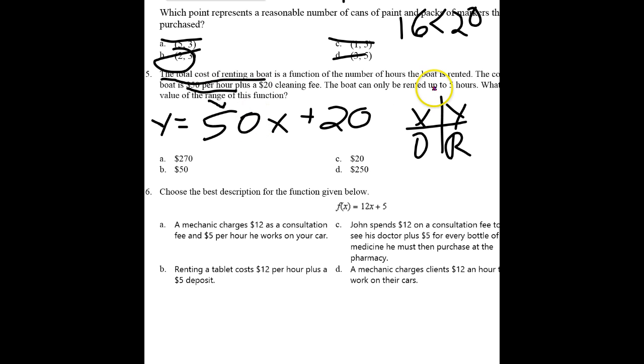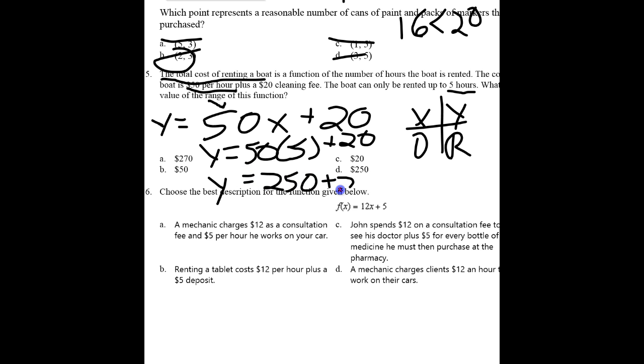Now remember that the boat can only be rented for 5 hours. So if the boat is rented for 5 hours, then we can plug in the 5 for the x, and we end up with y equals 250 plus 20, which is 270. So the maximum value for the range in this case would be A, $270.